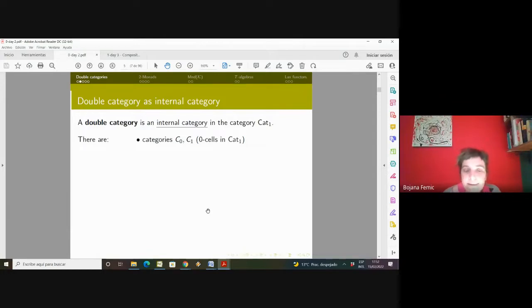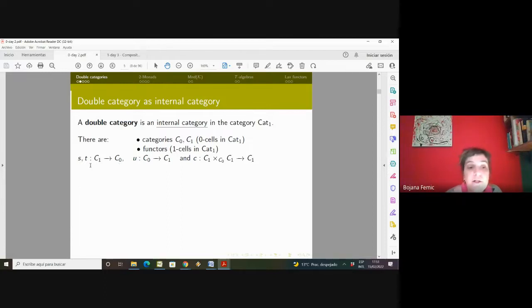Well, there are the following data. Firstly, there are 2 0 cells in the category of categories, so there are 2 categories, which we denote by C0 and C1, and this is the usual notation. Then there are 4 1 cells, or 4 morphisms in the category of categories, that is, there are 4 functors. Firstly, there are these 2, which we call source and target. And this category C1 is usually called the category of morphisms, while C0 is called the category of objects.